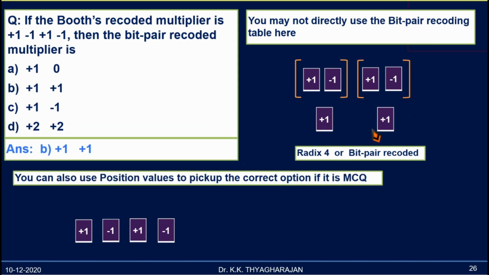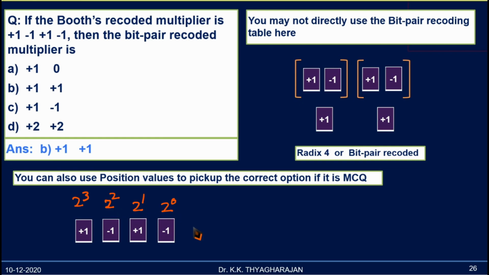You can solve the problem like this and find the correct answer, or you can follow this shortcut also. That is, you can also use position values to pick the correct option if it is an MCQ. So the given recoded multiplier is plus 1 minus 1 plus 1 minus 1. You write it here. The position value for this number is 2 power 0, for this number 2 power 1, for this number 2 power 2, for this number 2 power 3. So 2 power 3 means 8. This is 4. This is 2.